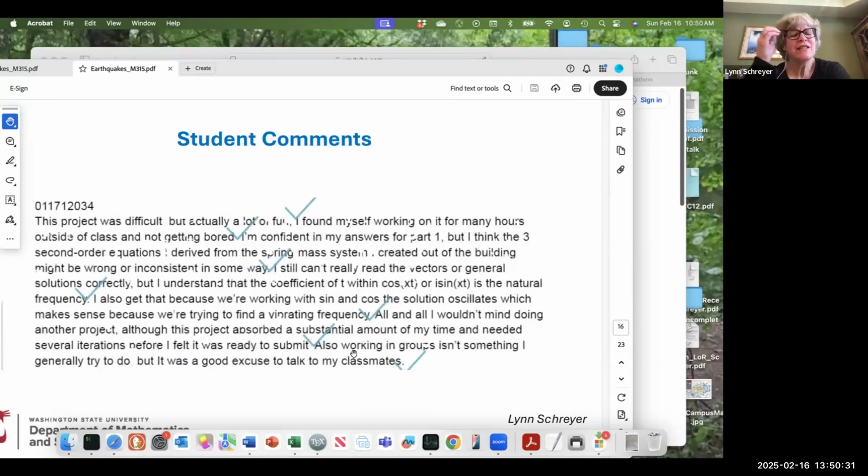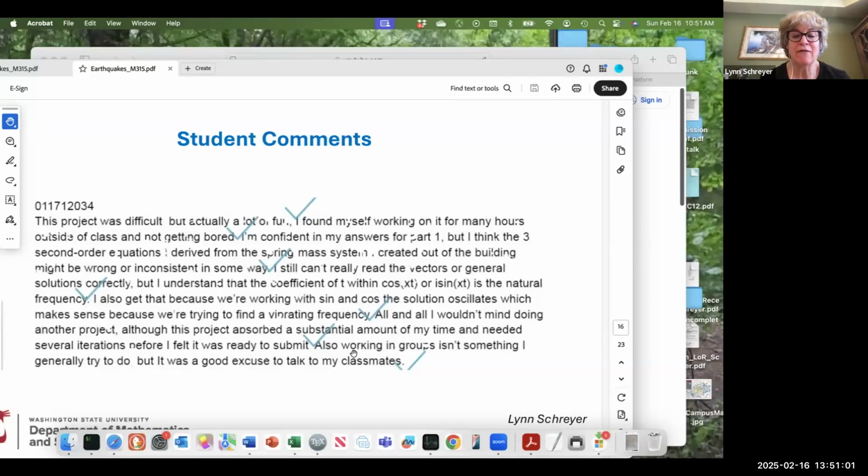And I've tried many application projects in differential equations, and this by far has had the most positive results. So this student says this project was difficult, but actually a lot of fun. I found myself working on it for many hours outside of class and not getting bored. I'm confident in my answers for part 1, but I think the 3 second-order equations derived from the spring mass system created out of the building might be wrong or inconsistent in some way.